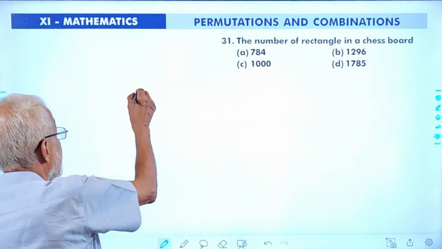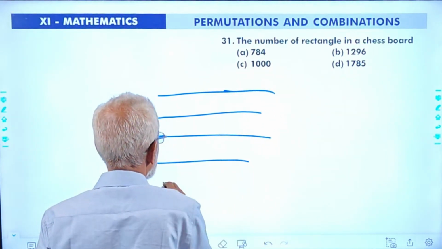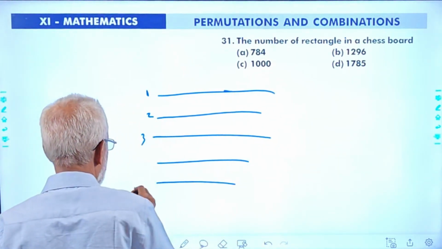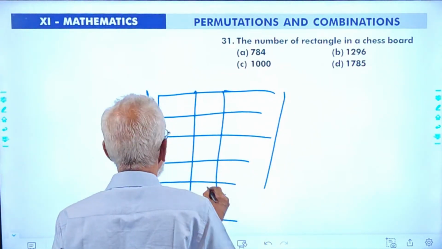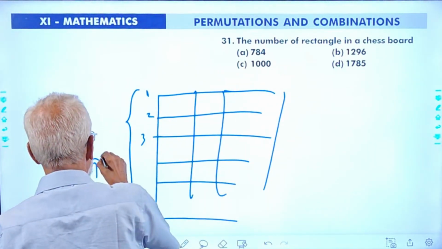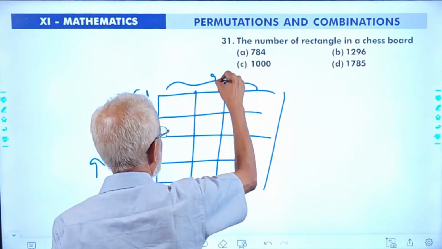A chessboard contains 9 vertical lines and 9 horizontal lines. You have 9 vertical lines. Look at the chessboard and verify it, and 9 horizontal lines.